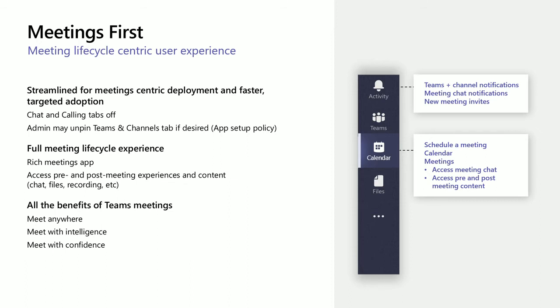This is streamlined such that they'll still have their activity feed, right? The activity feed allows them to see all their Teams and channel notifications from the collaboration side of things. Meeting chat notifications will surface in there. New meeting invites will surface inside of their activity feed, or in their activity bell as well.